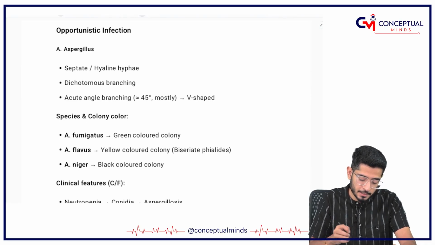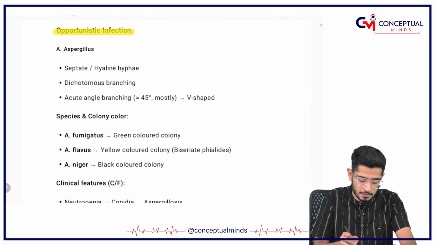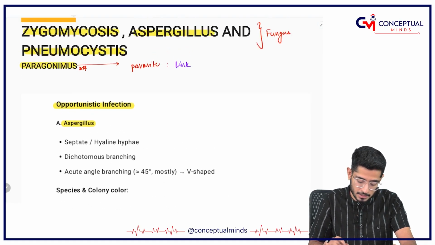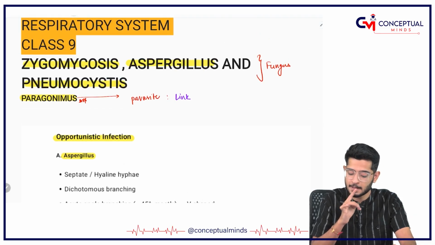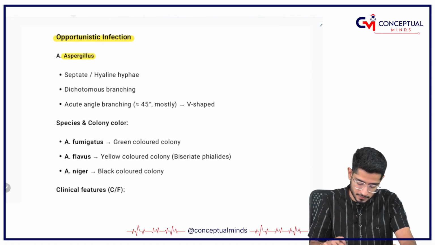So coming on to opportunistic infections. One is Aspergillus. I have told you, one is Aspergillus. The other opportunistic infections are zygomycosis and Pneumocystis.